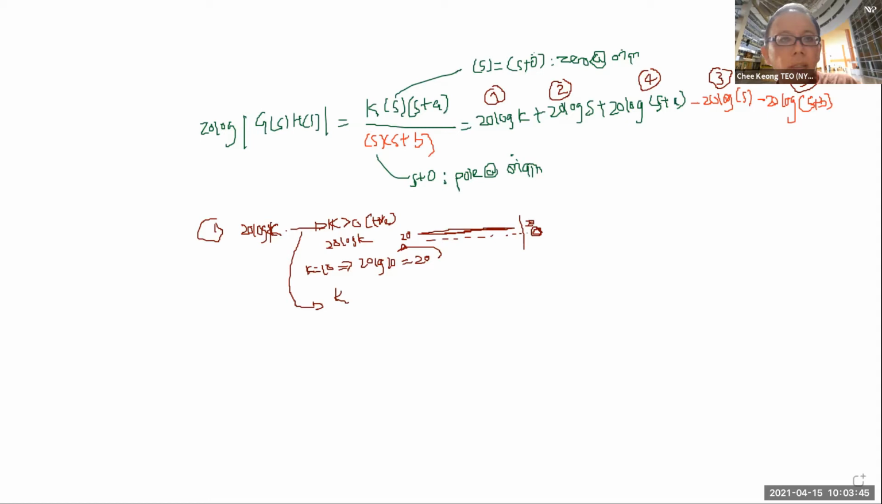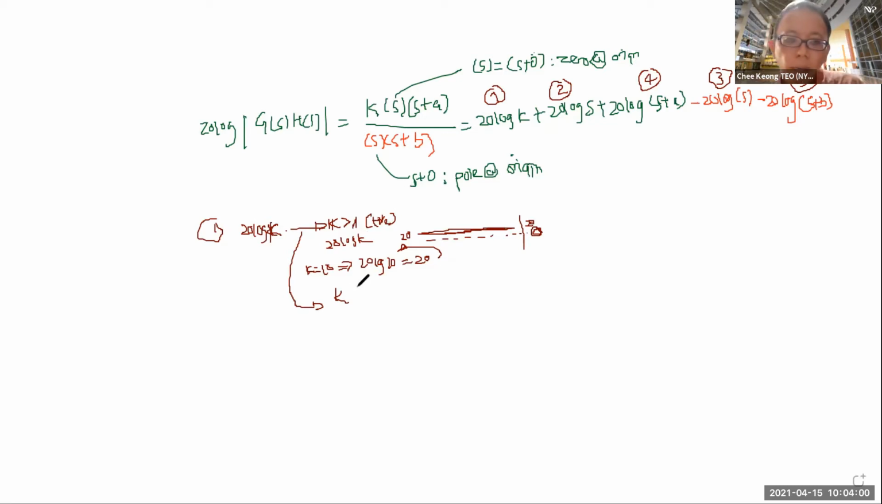In fact, not greater than 0. It should be greater than 1. Sorry, I did this wrongly. It should be greater than 1, right? Not just greater than 0. It should be greater than 1, right? So more than 1 time.